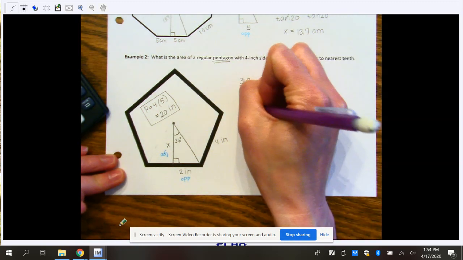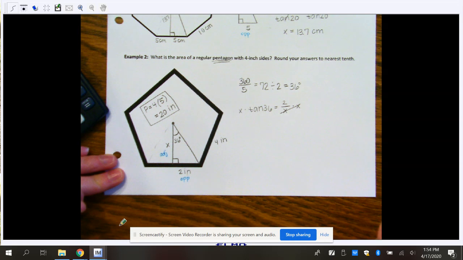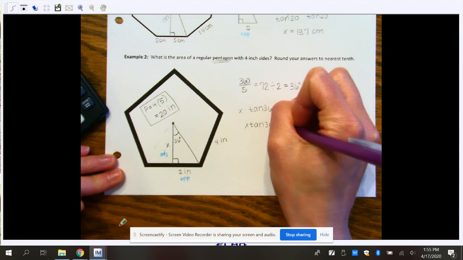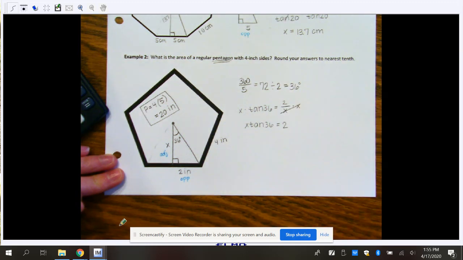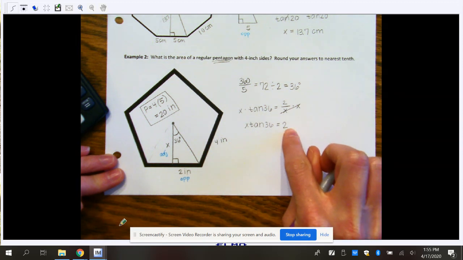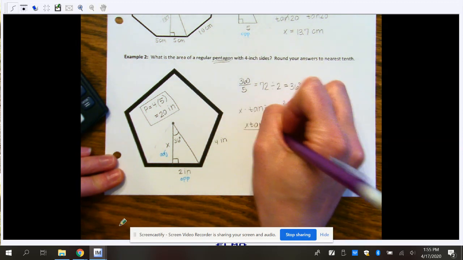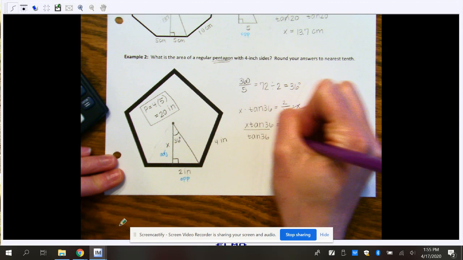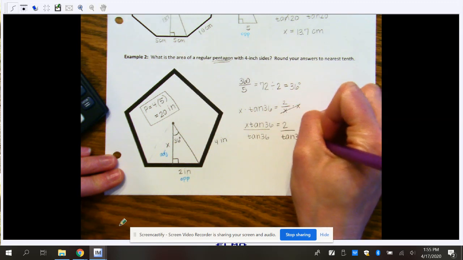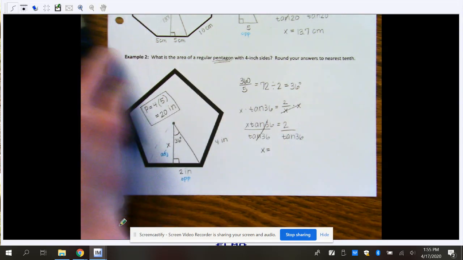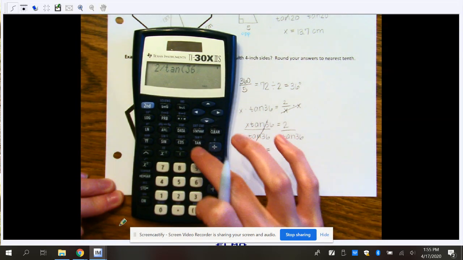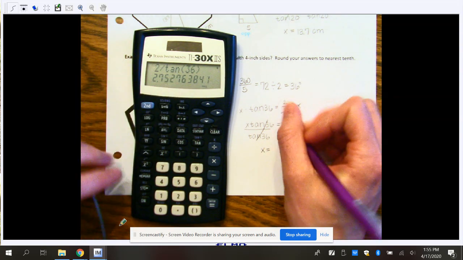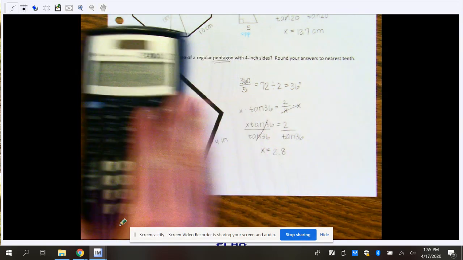Always start by clearing the fraction, regardless of where your variable is. So now I have x times the tangent of 36 equals 2. And then sometimes that might get the x by itself. In this case, it doesn't. All right, so now that cancels out. You have 2 divided by tangent of 36. We're going to be rounding to the nearest tenth, so that 5 is going to bump that 7 up to an 8.